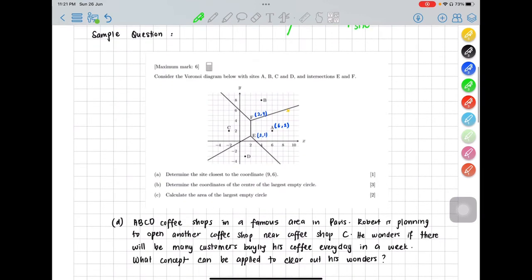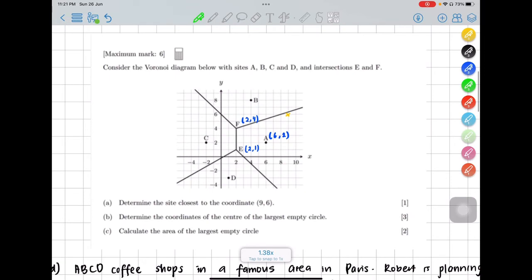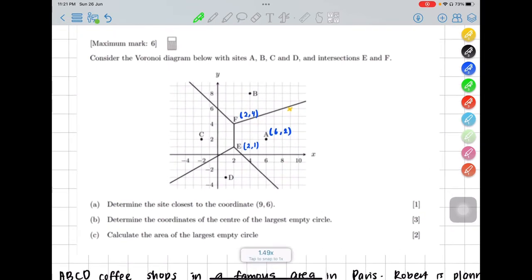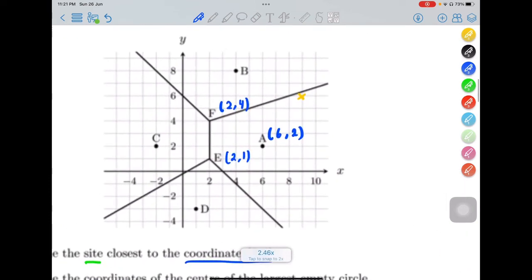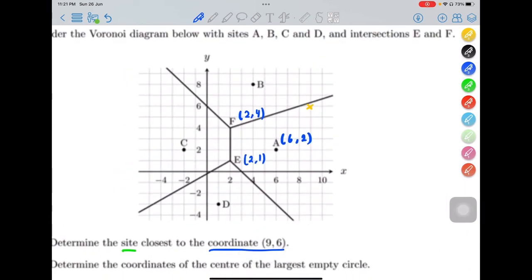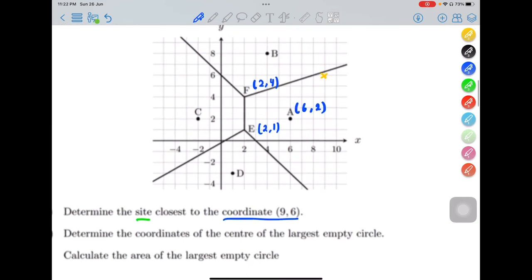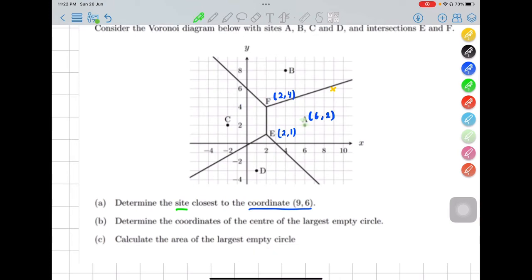So that's why we apply the toxic waste dump problem. Let's look at the sample question that I have provided. Consider the Voronoi diagram below with sites A, B, C, and D, and intersections E and F. Okay, so first question A. Determine the site closest to the coordinates 9 and 6. I have marked the coordinate, the one marked in yellow. So the site that is closest to the coordinate 9, 6 is site A. So the answer is site A.